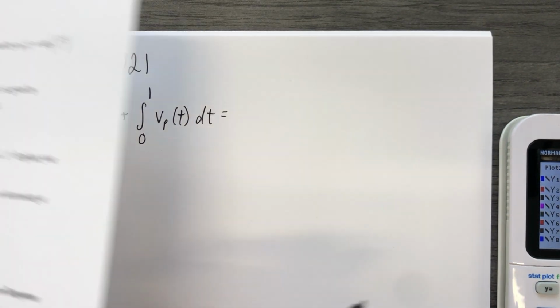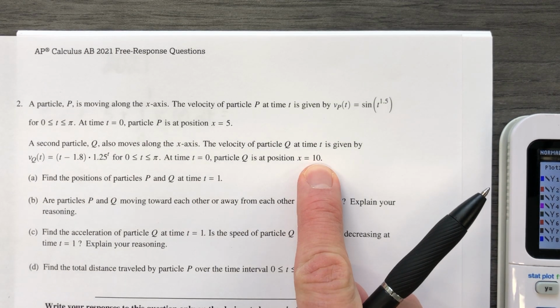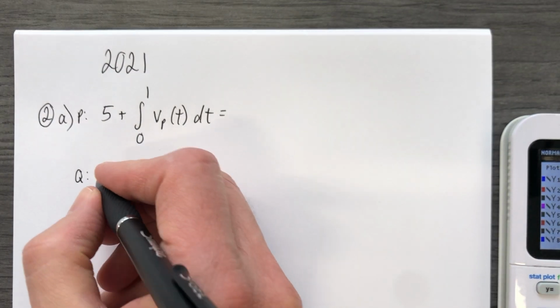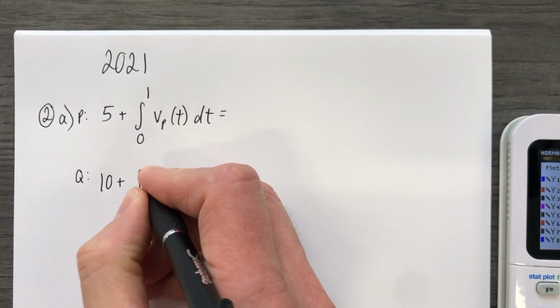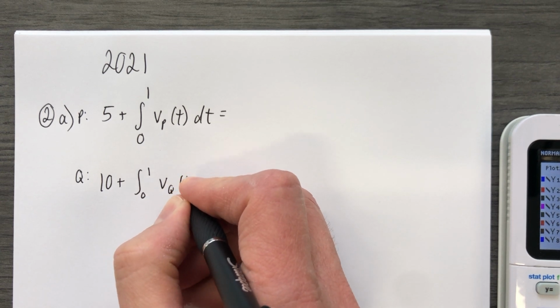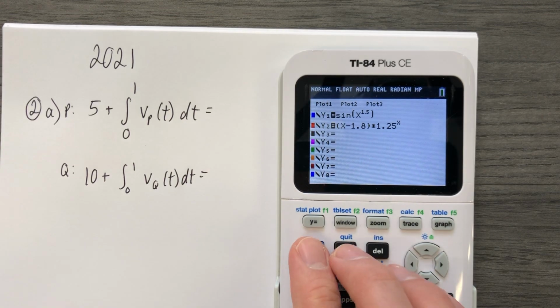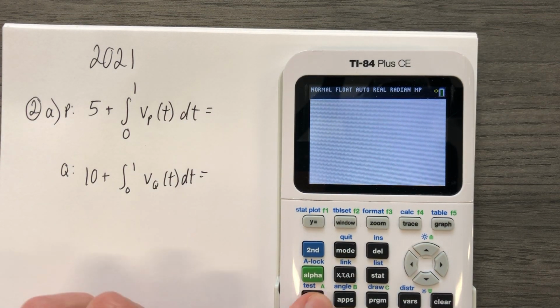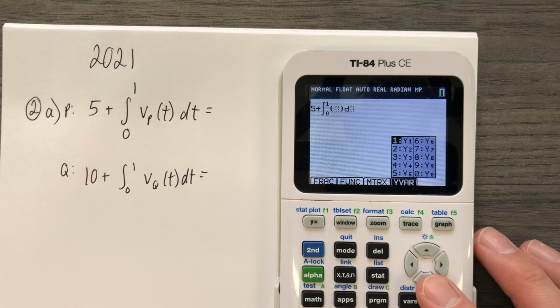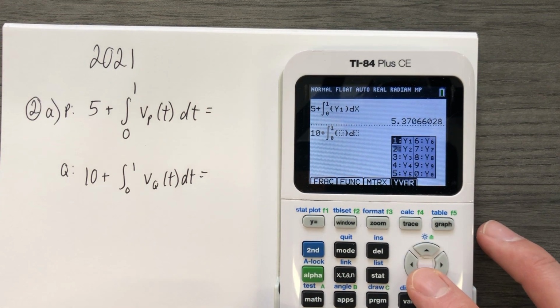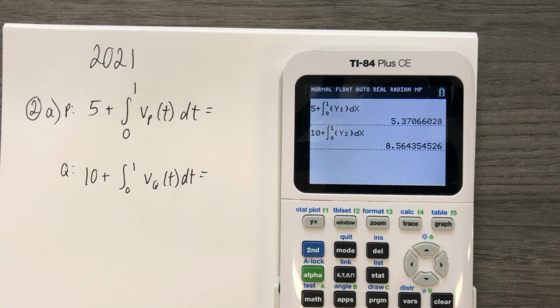And for Q, notice that we're going to start at 10. So I'll go ahead and write everything, and then we'll go from there. So 10 plus the integral from 0 to 1 of v sub q of t dt, and that's equal to something. We'll go ahead and type those in the calculator very quickly. Here we go: 5 plus math 9, 0 to 1, alpha trace, dx. These are typed in using x. So this is the position of particle P, and this is the position of particle Q.